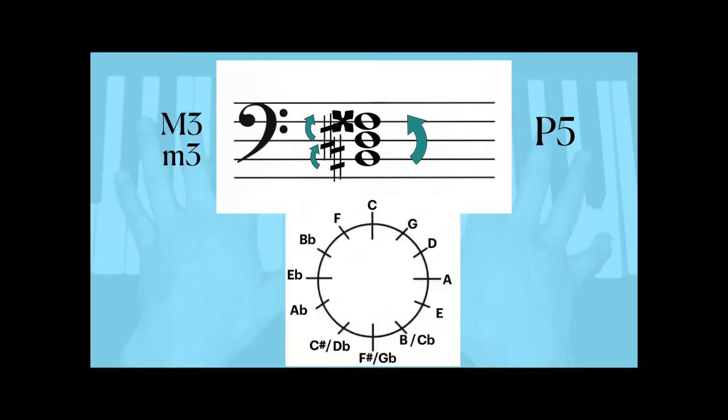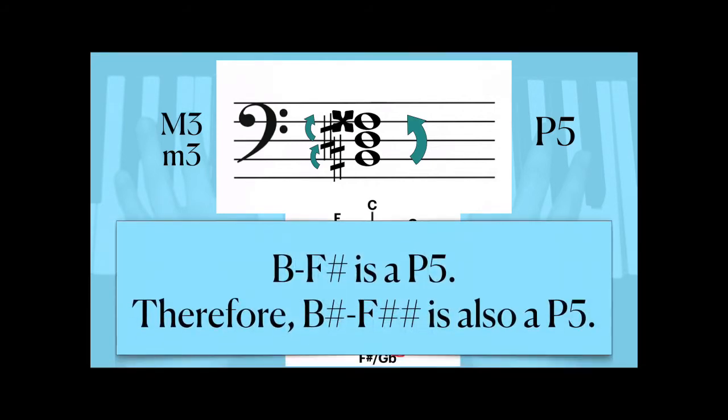We can check our circle of fifths to determine whether we have a perfect fifth between the root and the fifth. Again, this one gets a little tricky because there is no B sharp on our circle of fifths, but there is a B. This tells us that if B, 1 degree clockwise to F sharp, is a perfect fifth, then B sharp to F double sharp is also a perfect fifth.